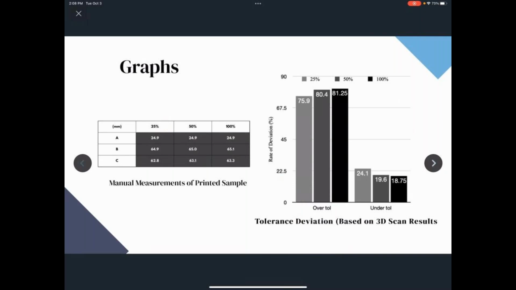And additionally, for the measurement of the C, which is the measurement between the bottom of the U-shape to the top of the U-shape, for the 25 percent, it increased by 0.5 percent, and for the 50, it also increased by 1, and for the 100 percent, it increased by 1.3.